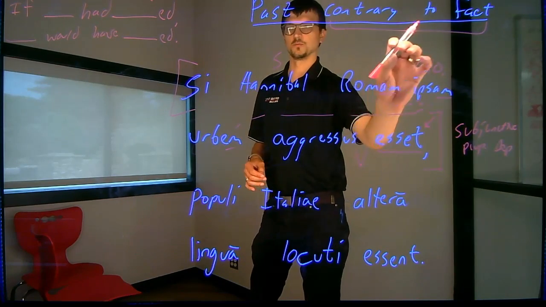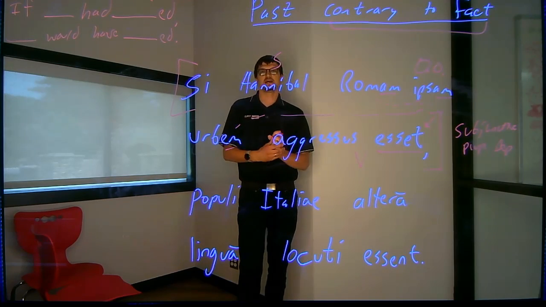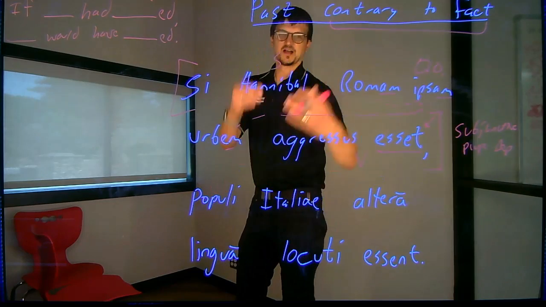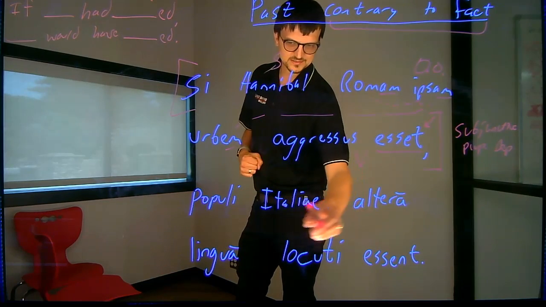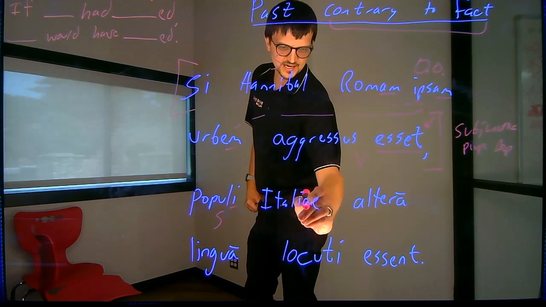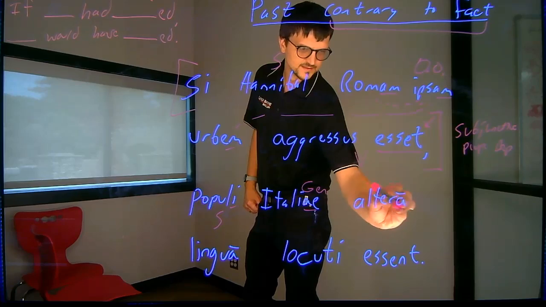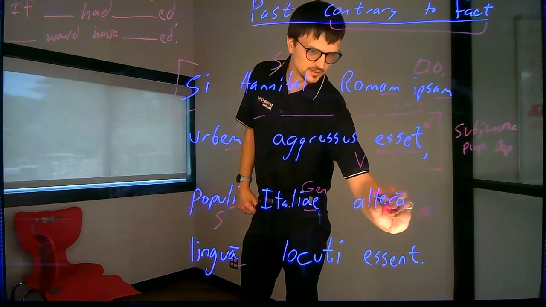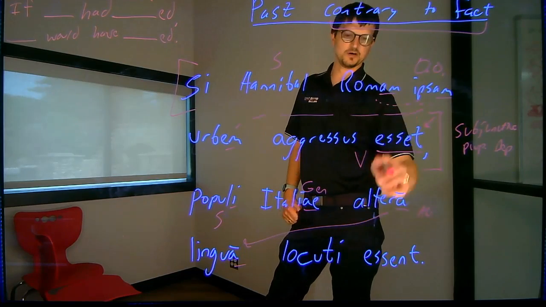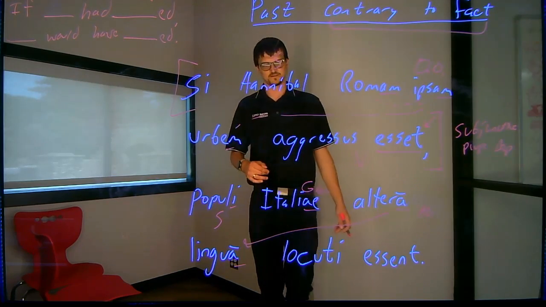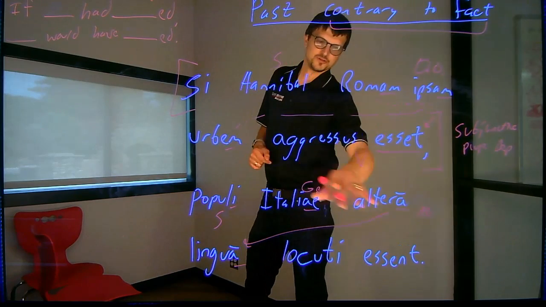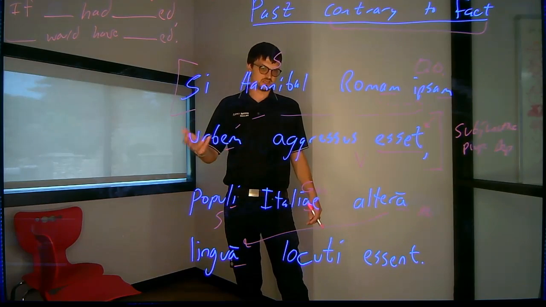We have our subject, we have our verb, we have our direct object. So here we have si Hannibal Romam ipsam urbem aggressus esset, and then the consequence of that is populi Italiae altera lingua locuti essent. So you have the subject in the nominative plural there. Italiae is genitive. You get these nice ablatives here agreeing with each other. And then the same philosophy on the form, and it's also still deponent, because I tried to throw a couple of deponent verbs in there for you, in case you needed some extra practice on those. And we have locuti essent, which is from loquor, which means to speak or to converse.